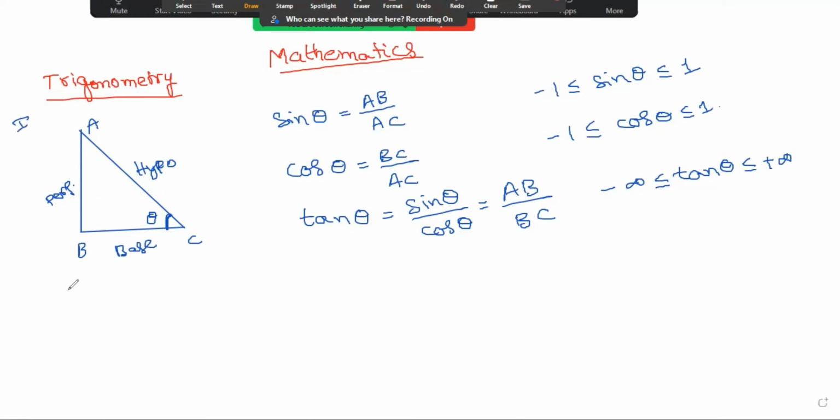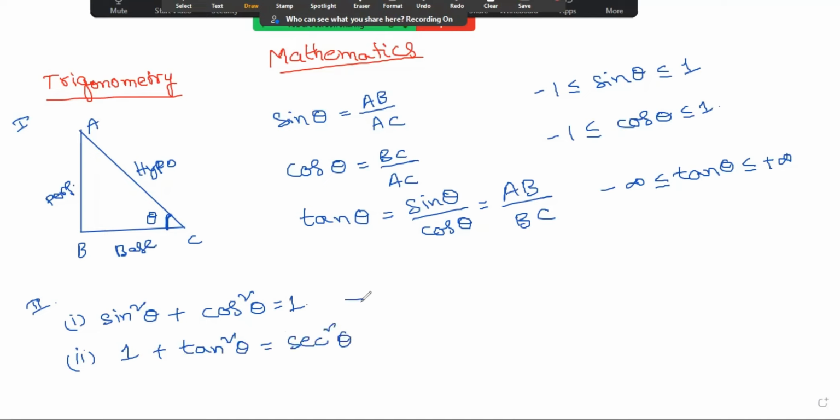The second one is basic identities. In these, we may have different identities, but we will mainly focus on these two: sin square theta plus cos square theta equal to 1, and the second one, 1 plus tan square theta equal to secant square theta. From the first, we can write cos square theta is equal to 1 minus sin square theta.